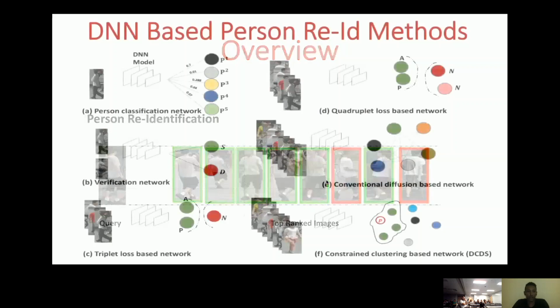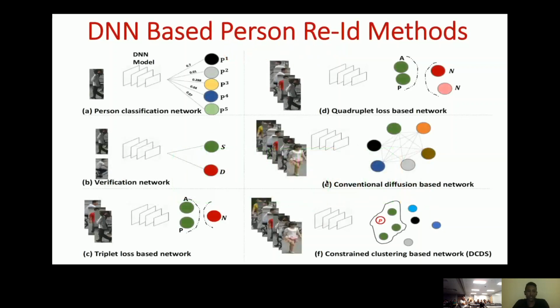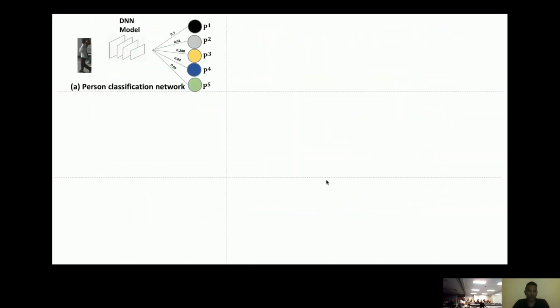So person re-identification is a challenging computer vision problem. There have been some works which try to tackle this problem by proposing different deep models. Here we can see some of them. Now I will give you a brief overview of each of these methods. The first one is the person classification network. In this case, this network casts the person re-identification problem into a person classification problem. The second one is the verification network.